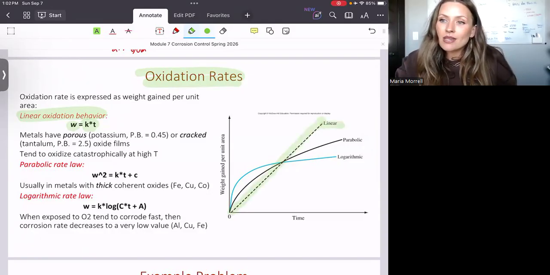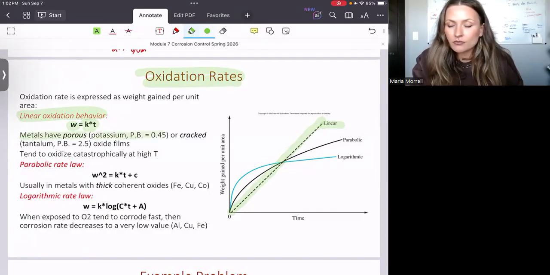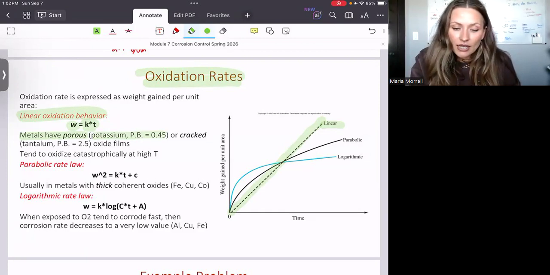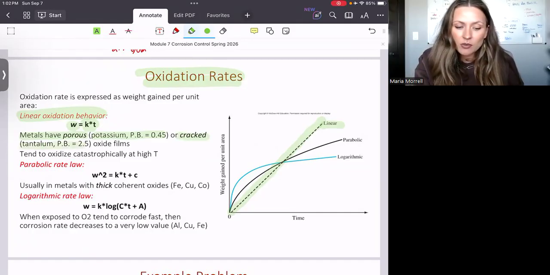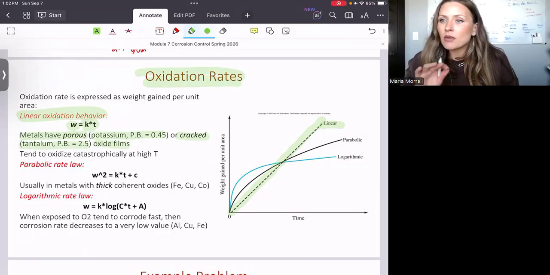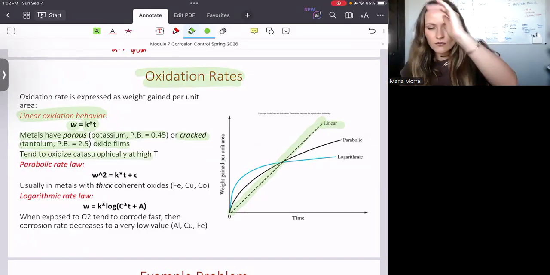Now, what does that mean with respect to the quality of the oxide layer itself? Well, metals may have pores, like, for example, potassium, where the PB ratio is actually 0.5. Or it can actually have cracked, very, very heavy coatings, like for tantalum, the PB ratio is 2.5 oxide films, right? And then also at high temperatures, these metals with the linear oxidation behavior tend to oxidize catastrophically, right? And you can envision that, right?